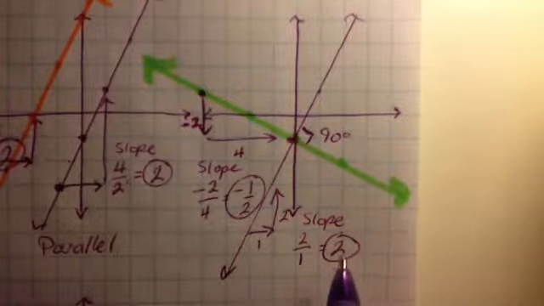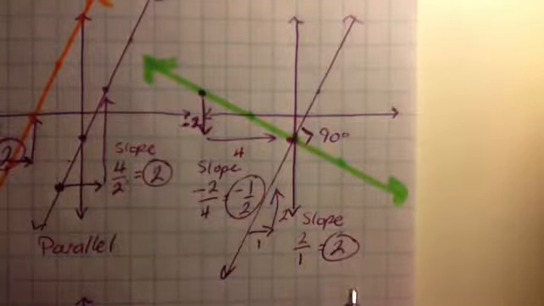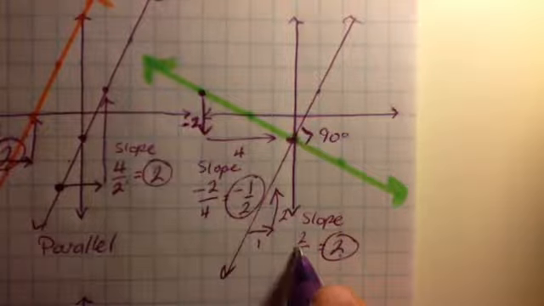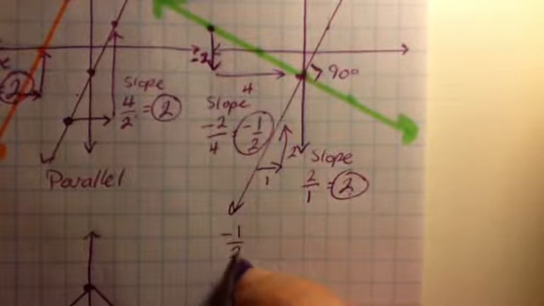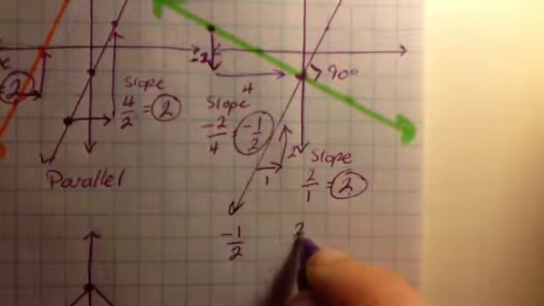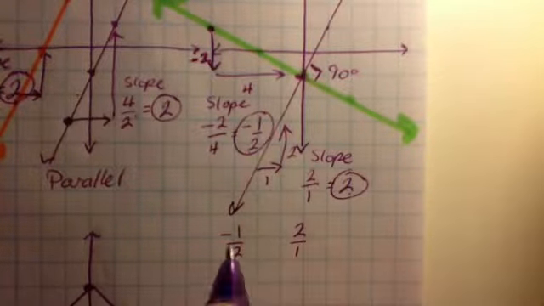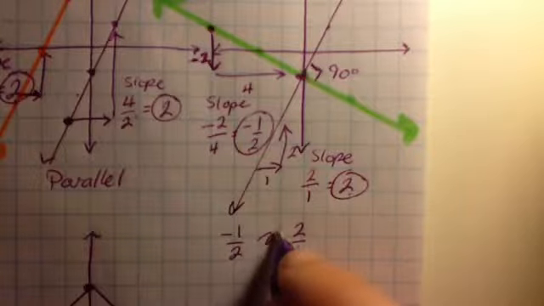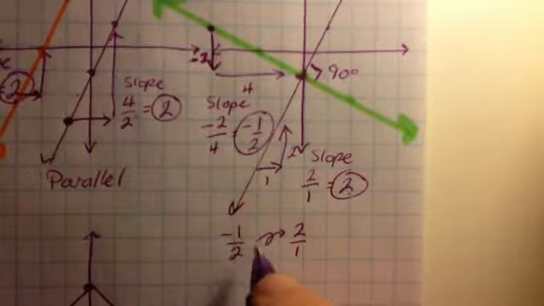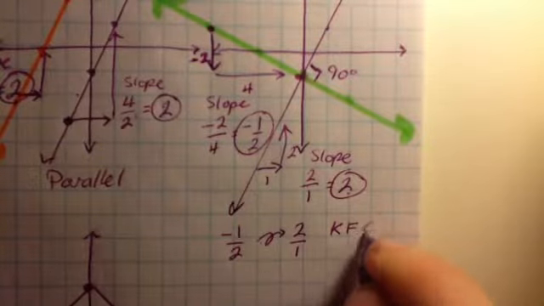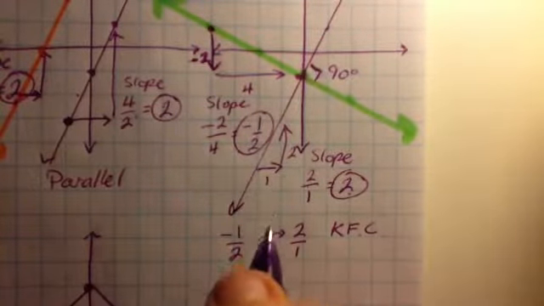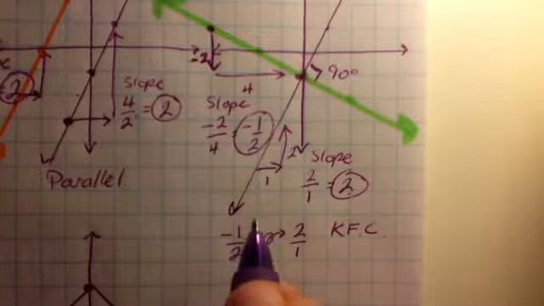So it kind of doesn't look like it with this 2 here, but remember the 2 was the same thing as 2 over 1. So negative a half and 2, or 2 over 1, are opposite reciprocals of each other, right? We flip the fraction over and we change the sign. Sometimes we call that keep, flip, change, KFC is a way to remember that, but they're technically called opposite reciprocals.